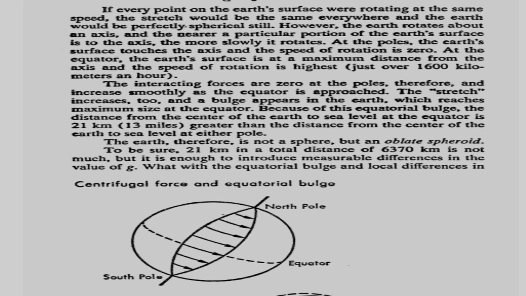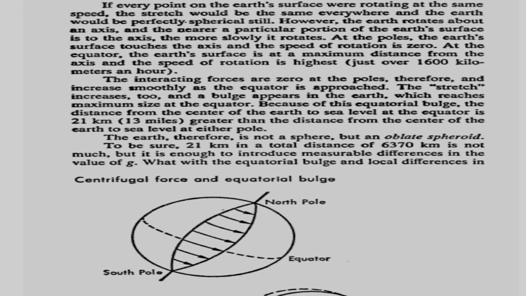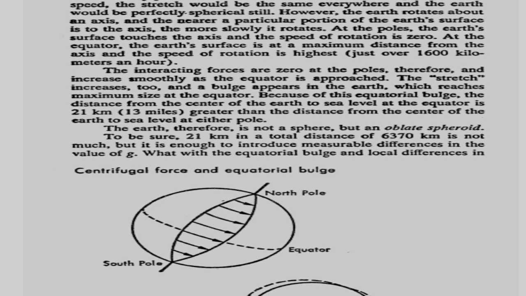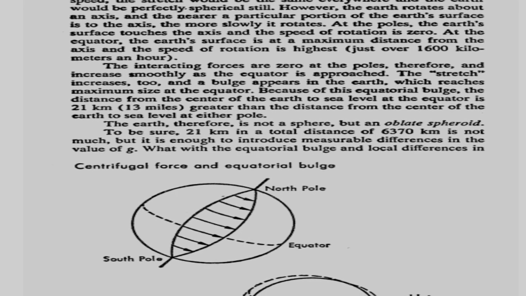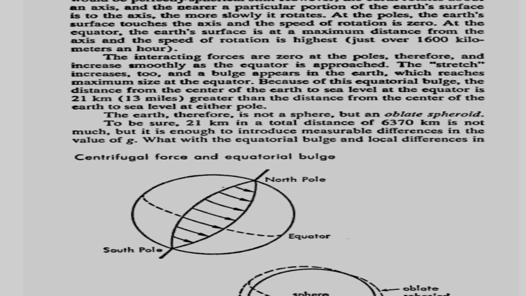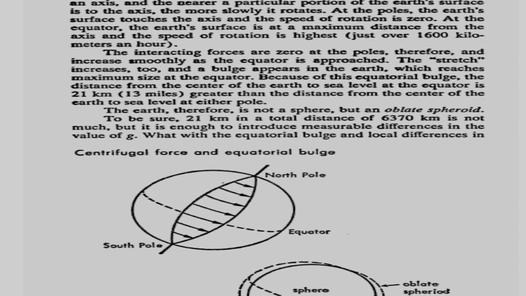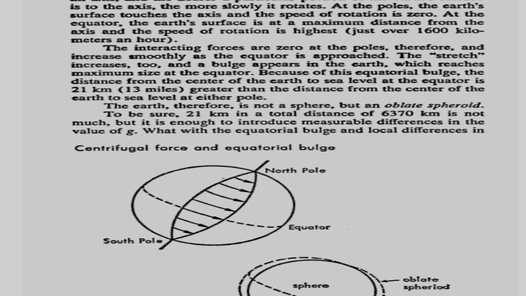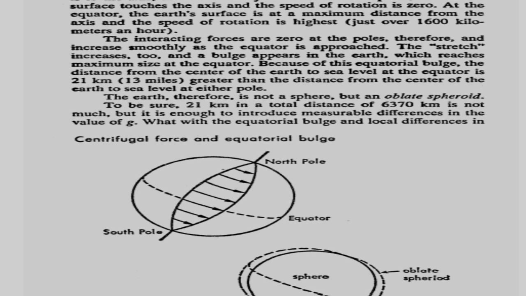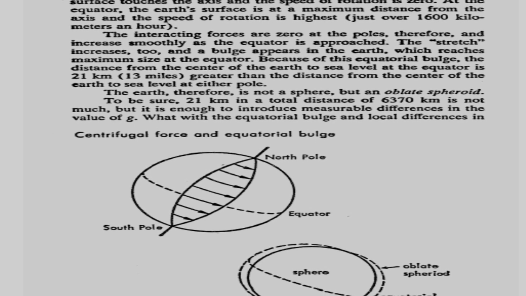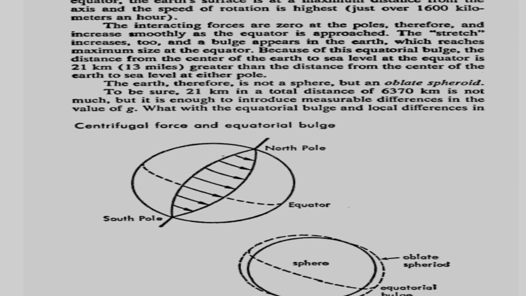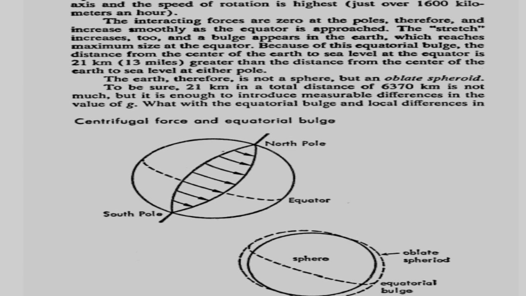The interacting forces are 0 at the poles, therefore, and increase smoothly as the equator is approached. The stretch increases too, and a bulge appears in the Earth, which reaches maximum size at the equator. Because of this equatorial bulge, the distance from the center of the Earth to sea level at the equator is 21 kilometers, 13 miles, greater than the distance from the center of the Earth to sea level at either pole. The Earth, therefore, is not a sphere, but an oblate spheroid.